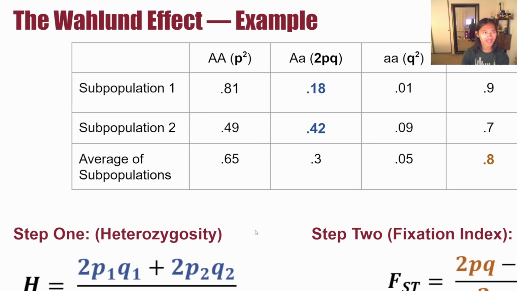Let's look into this, for example. First, we'll look at the heterozygosity. The average of the heterozygote frequencies is going to be 0.18 plus 0.42 divided by 2, and then it's going to be 0.3. Step 2 is the fixation index, right? So we are going to average these out to get this row. And then once we find P and Q, we're going to use these values as the values for the total population heterozygosity, which will be about 0.06.